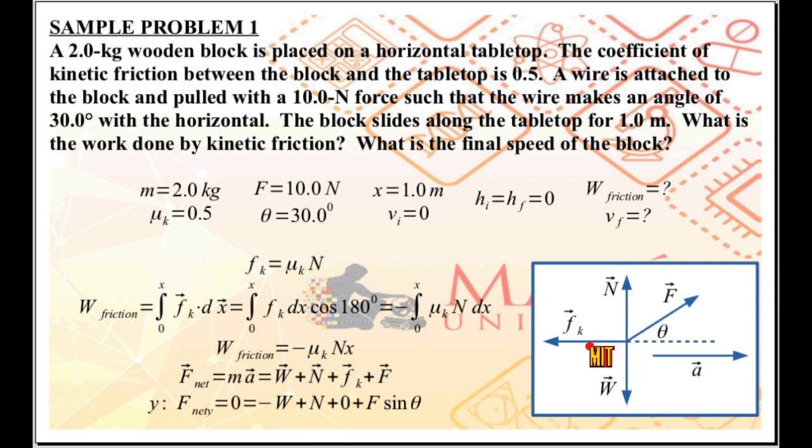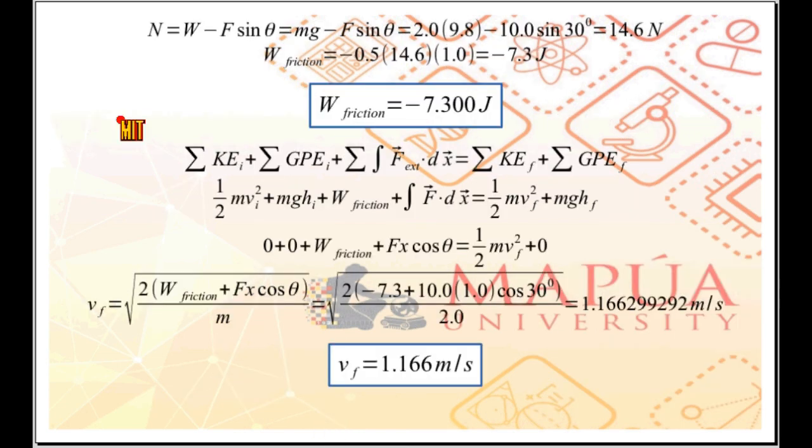Kinetic friction is horizontal, no y component. F is diagonal. The y component is opposite the angle theta, so we use the sine function. And the y component is in the positive y direction, so you have plus F sine theta. Isolating normal force N, we get N is equal to W minus F sine theta.